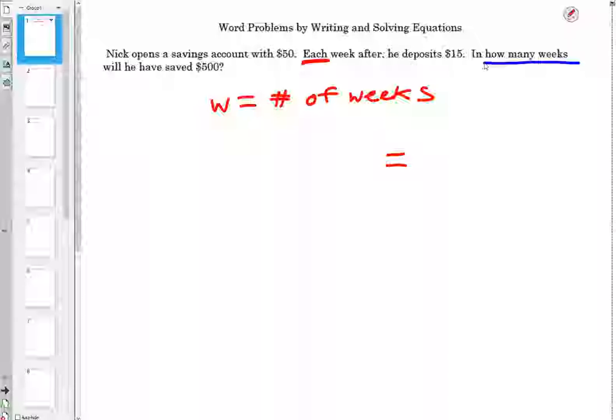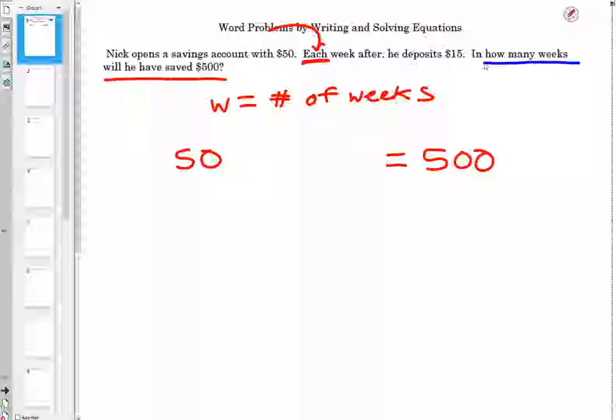All right. What do we want to know? Well, we want to know how long it will take for him to save $500. So we'll take an educated guess and assume for now that we need something on the left side to equal $500. Well, at the very beginning, before any weeks had passed, how much did he have in his savings account? $50. That's what he started with. Eventually, he wants to get to 500. And then here's that key word.